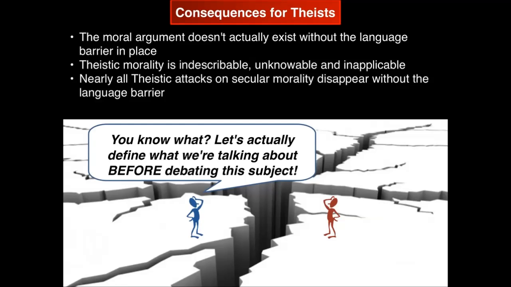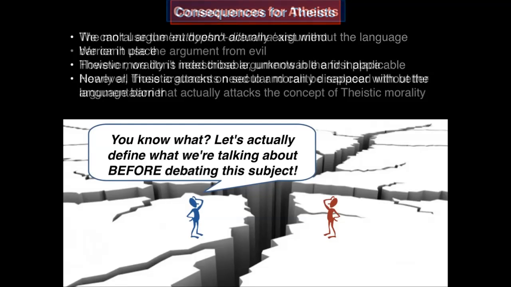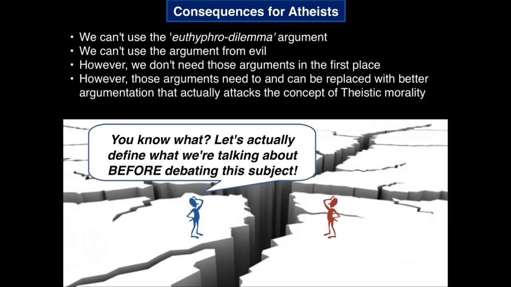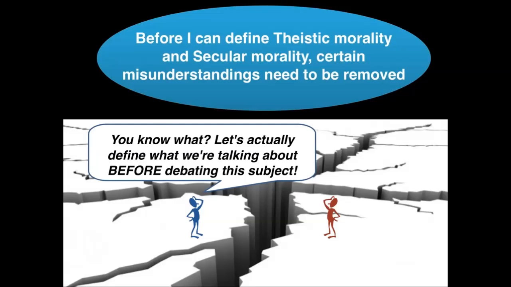But there will also be consequences for us atheists. Namely, we can no longer use the Euthyphro dilemma argument. And I'm calling it the Euthyphro dilemma argument for a reason instead of just the Euthyphro dilemma. And it will most likely be the case that we can no longer use the argument from evil. However, these were never good arguments to begin with, and they can be replaced with vastly superior arguments. But before I can go on and define theistic and secular morality, we first need to get some misunderstandings out of the way.